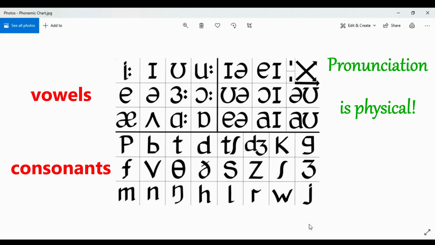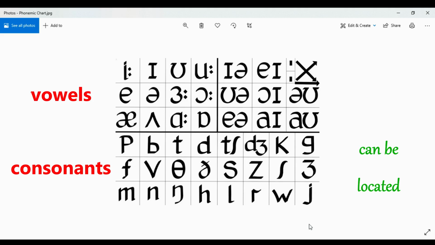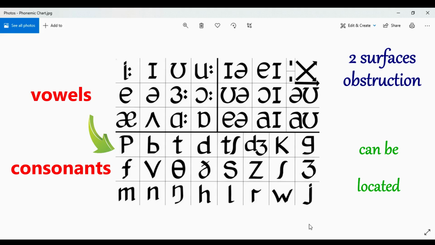Pronunciation is physical. Perfecting an accent is physical, and the chart is set out accordingly. Consonants can be physically located or described using the lips, teeth, or tongue, for instance. They involve two surfaces and some form of obstruction. The p sound, for example, is composed of two phases, pressing your lips together and holding them briefly before releasing the airflow. Additionally, the voice is activated.